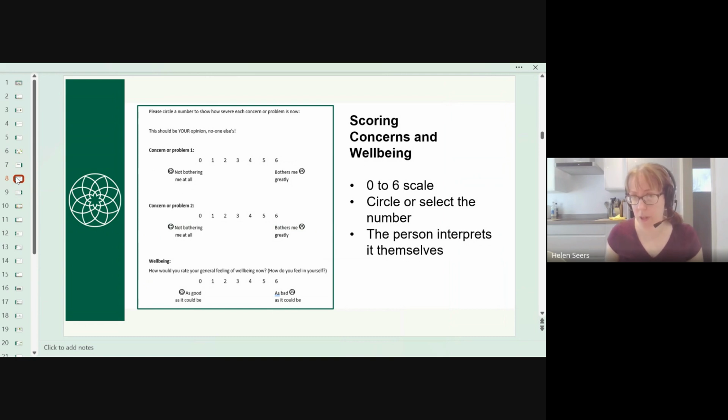happens. So the message on this 0 to 6 scale is, you haven't got defining of what a 2 and a 4 is, just that 0 and 6 are polar ends of the scale. So a 0 is not bothering me at all and 6 is bothers me greatly. And it's all interpreted by the person in their own context. So we know that this 0 to 6 scale is sensitive, and whatever people interpret as a 1 or a 5 is what matters to them and is meaningful. We know it's sensitive, so just let them interpret on this sliding scale. And the concerns and well-being are equally selected like that.